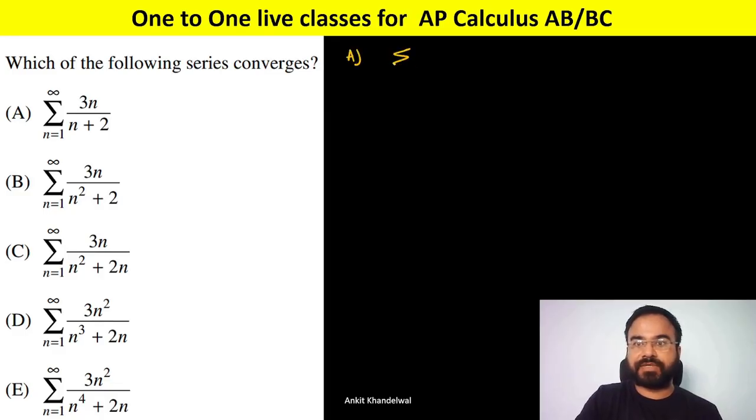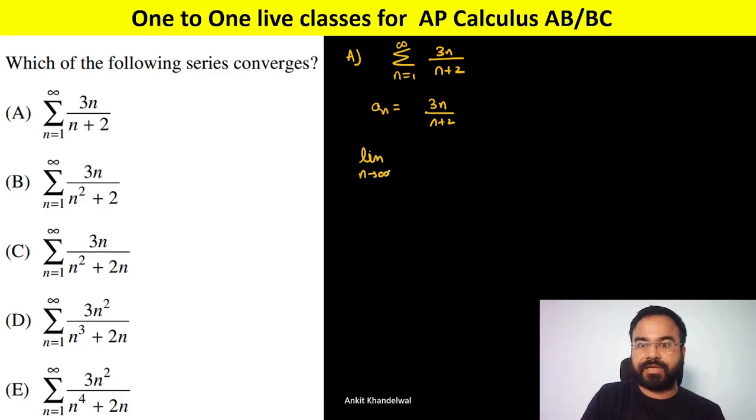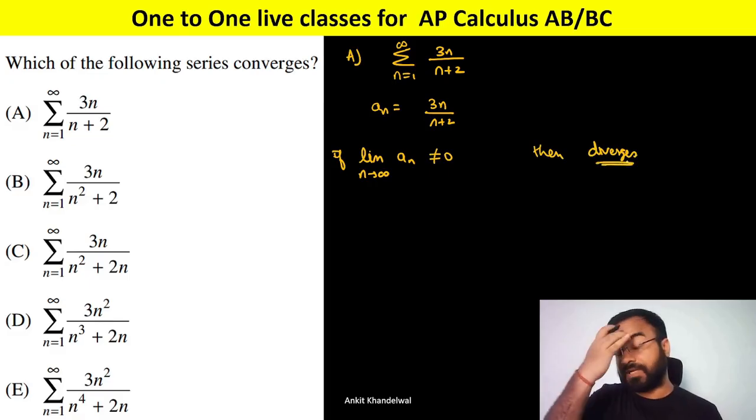In the first one, it says this is the series 3n over n plus 2, n goes from 1 to infinity. So for this one, we can use the limit test, the divergence test. So a_n, the general term, is this. Let's apply the divergence test: limit n tends to infinity of a_n. The test says if this is not equal to 0, then the series diverges. But if it is equal to 0, then we cannot say anything.